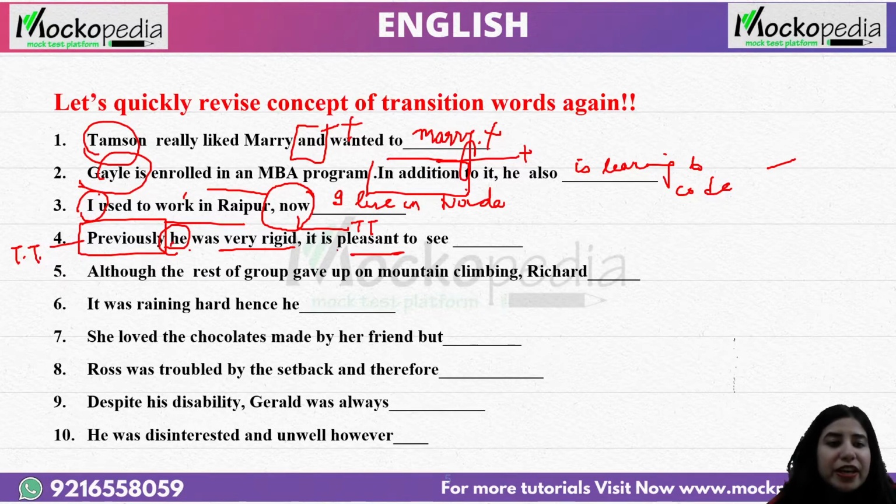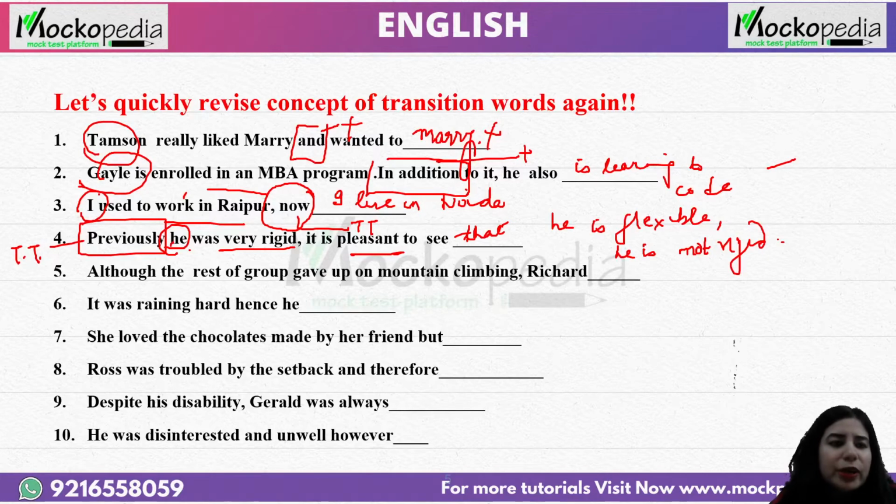So previously he was very rigid. It is pleasant to see. So now if it is pleasant, that means things have changed. So now it is pleasant to see that he is flexible, or for that matter, he is not rigid. Right? So that's how we complete the sentence. I hope you are getting the idea. These are not difficult questions, but knowing the right strategy and approaching the question in a focused fashion will help you reach the correct answer.